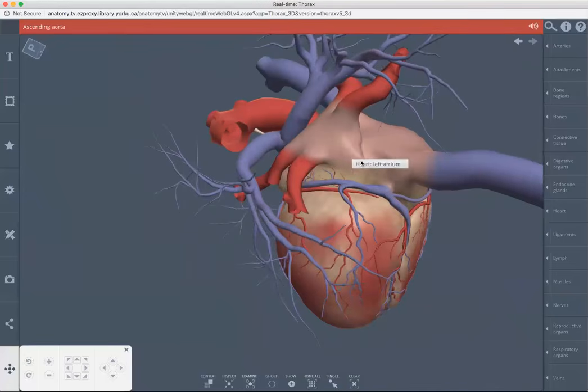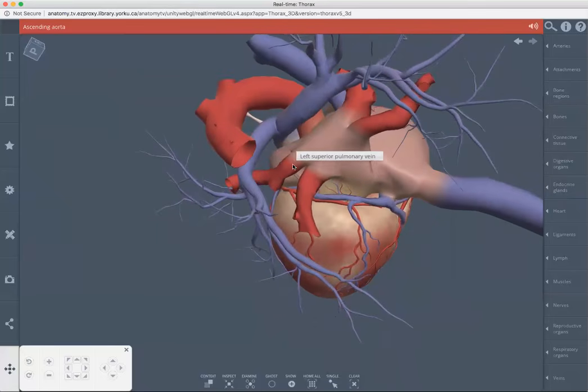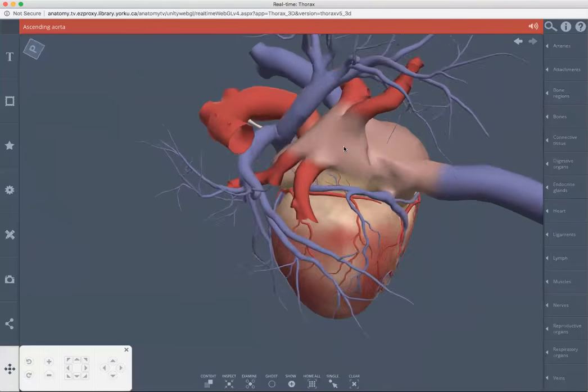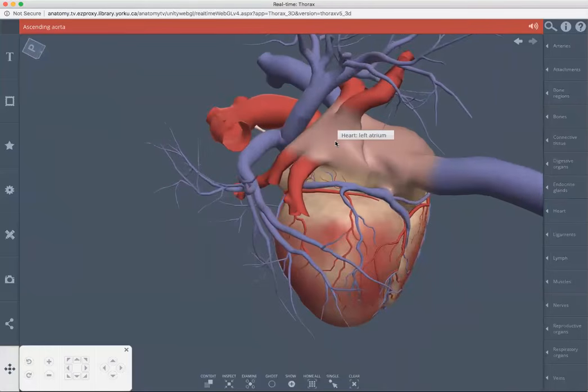And then we see our left side of the heart. So your left atrium is this area, and you can see all of these pulmonary veins going into it. There will be 4 of them, 2 from the left lung, 2 from the right lung. So your left and right pulmonary veins. And we'll come back to those in a bit when we trace the blood flow through the heart.